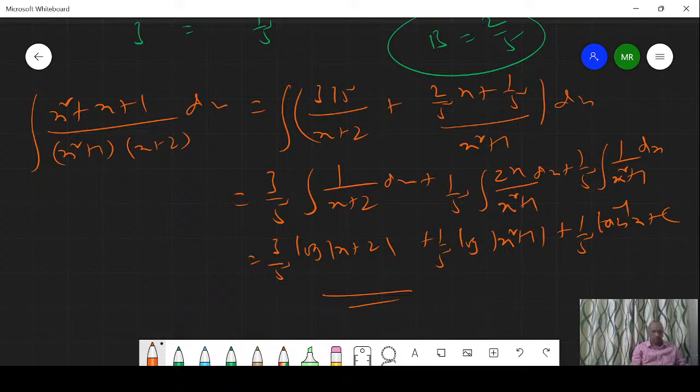Right. So this is also one of the important problems in partial fractions, because you can do it easily in partial fractions. That is one of the important problems.